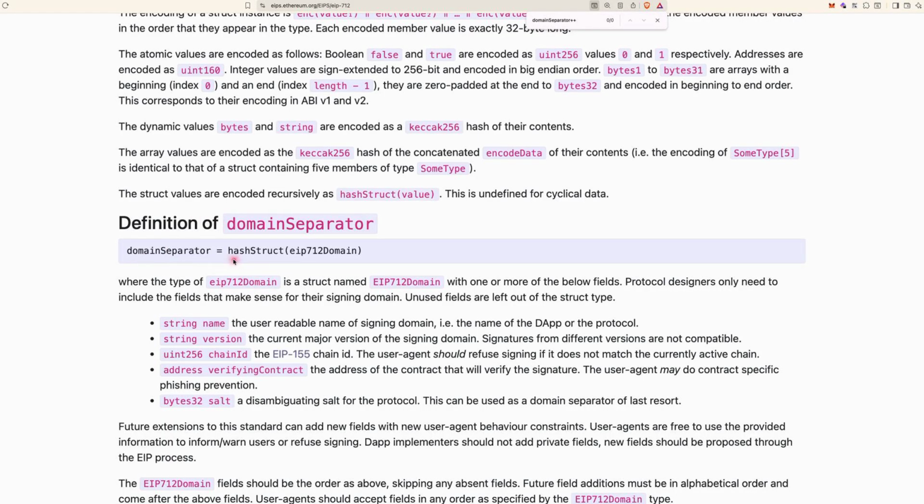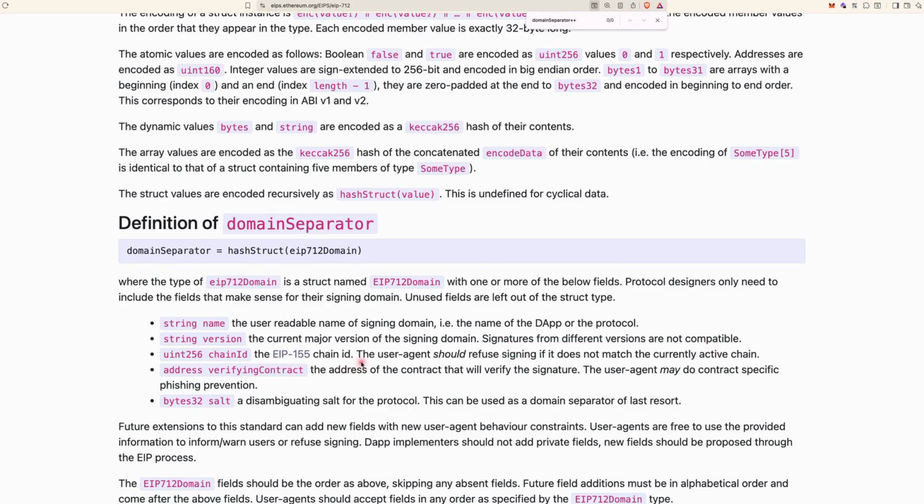Domain separator is equal to hashStruct of the EIP-712 domain, where the type of EIP-712 domain is a struct named EIP-712 domain with one or more of the below fields. Protocol designers only need to include the fields that make sense for their signing domain. Unused fields are left out of the struct type. Name: the user readable name of the signing domain, that is the name of the DApp or the protocol. Version: the current major version of the signing domain. Signatures from different versions are not compatible.